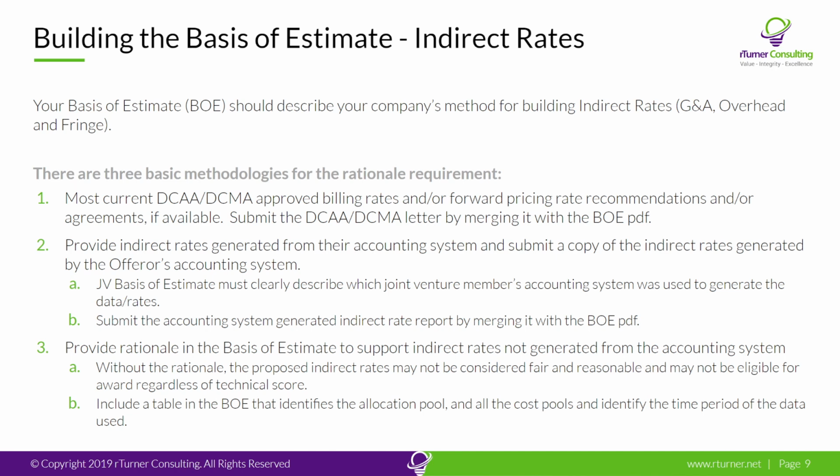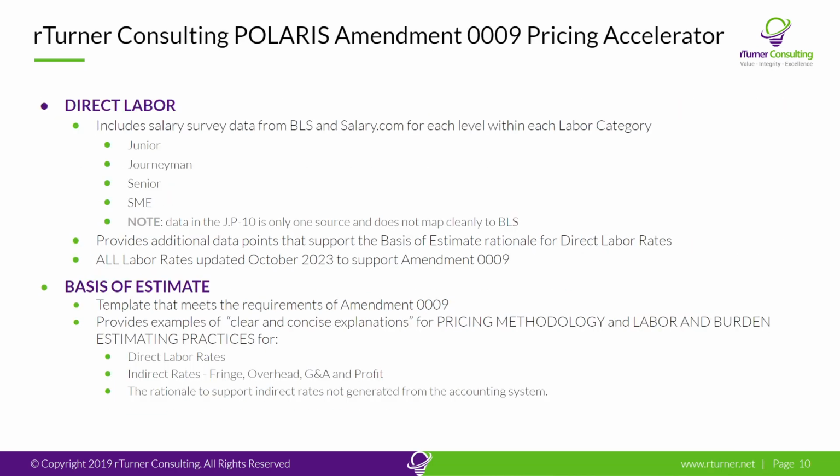When you're talking about direct labor, how do you arrive at direct labor? Which salary surveys do you use? How do you factor in market rates? How do you factor in existing employees and existing contracts? That's the kind of information that goes into your methodology for your BOE for direct labor. And just picking the high rate that the government gives you on the JP10, that's not a methodology.